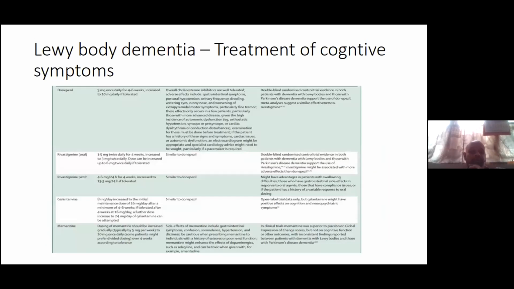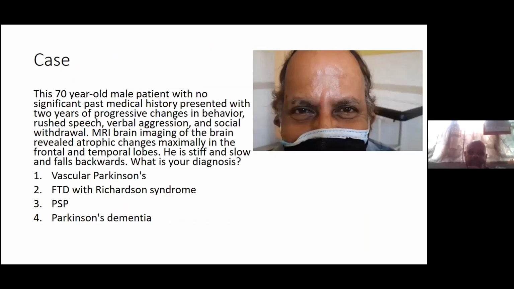Again, a very busy slide, but what I want to emphasize is that the anticholinesterase inhibitors such as donepezil and rivastigmine have evidence for treating these patients, and those are the two medications that have the highest evidence. These are the treatment options of choice when we treat these patients. So we'll move on to the next case.